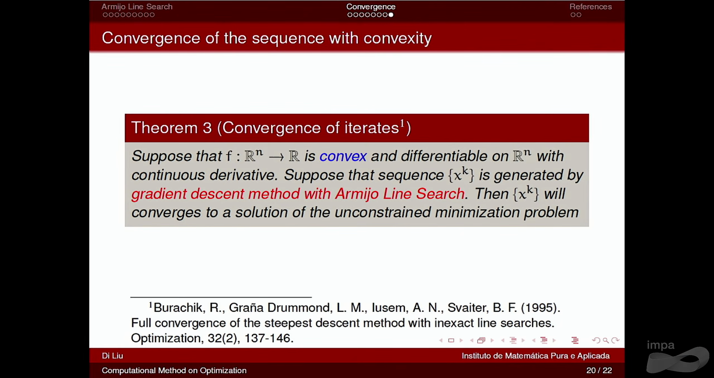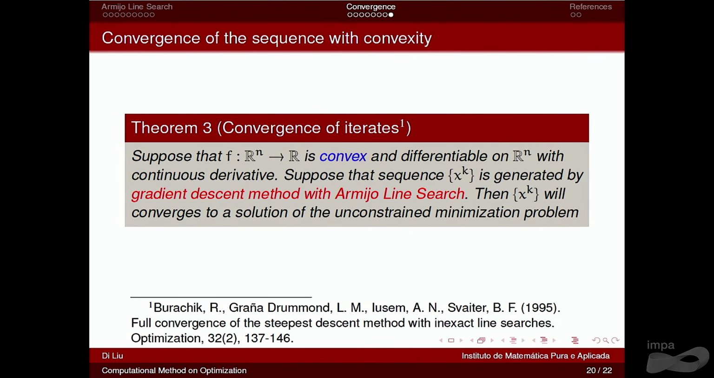And actually, we can get even more, the convergence of the sequence. Here, if we assume f is convex and differentiable on the whole space, with continuous derivative, and we suppose xk is generated by the gradient descent method with the Armijo line search. For example, you choose the direction as the negative gradient, and then you use the Armijo line search to determine the step size. Then the whole sequence will converge to a solution of this unconstrained minimization problem, which is the minimization of the objective function f.